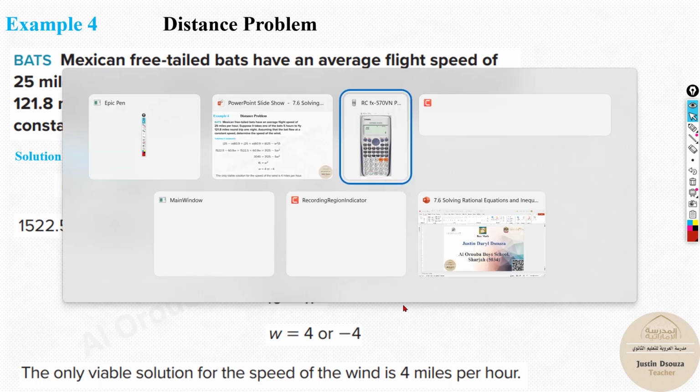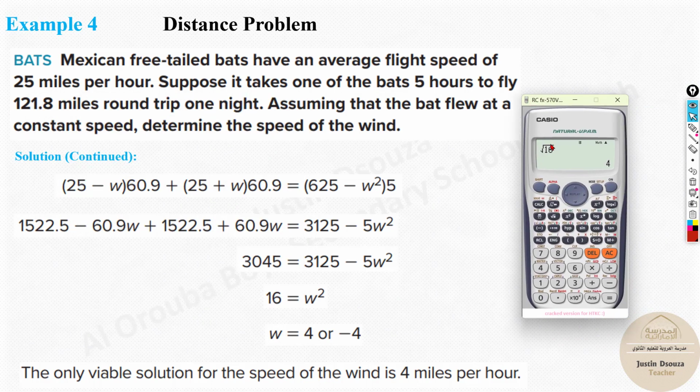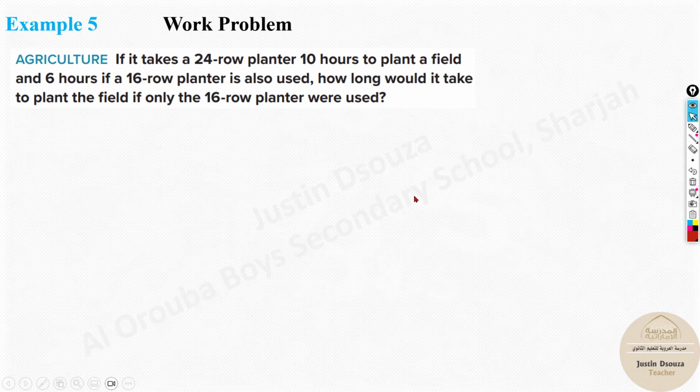So you can't have negative as speed. Whatever we got over here is basically 4, but in fact you will have plus or minus 4. You must just remember. So just consider the positive answer. 4 miles per hour is the speed. That's how we solve this problem. Now we will move on to the next problem.